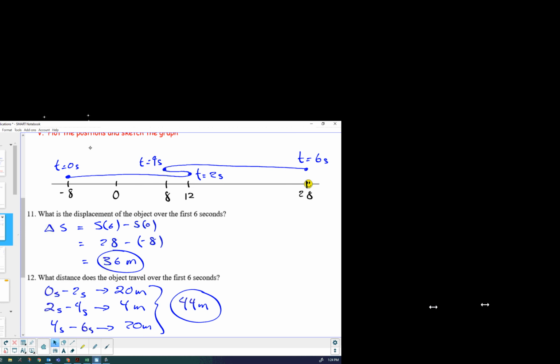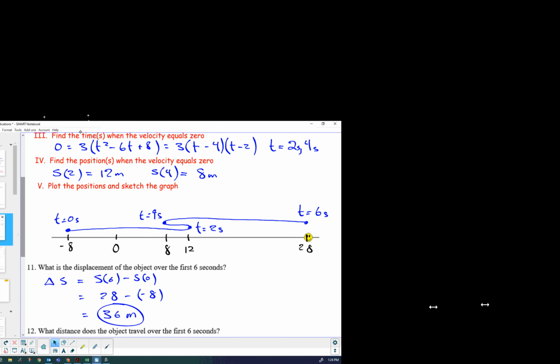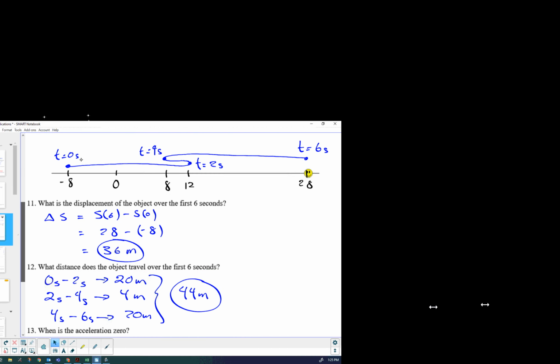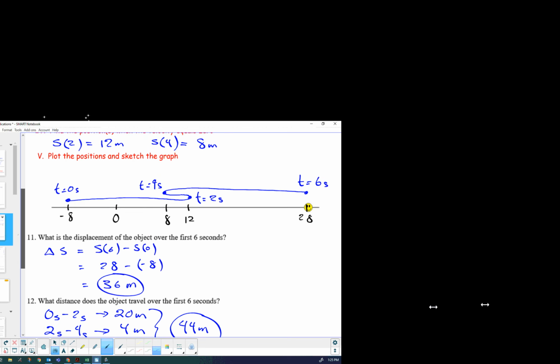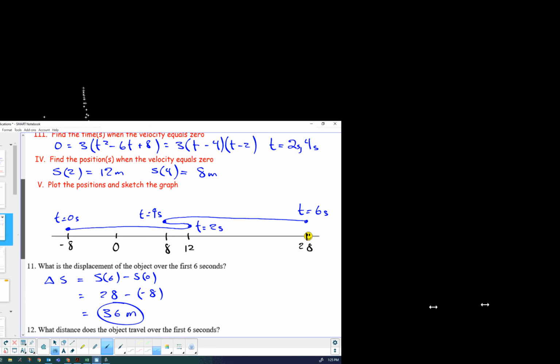The velocity function would look like a quadratic. Acceleration is 0. That's where it's going to switch from the negative direction to the positive direction. So we take the velocity. So that'll be 6t minus 6.